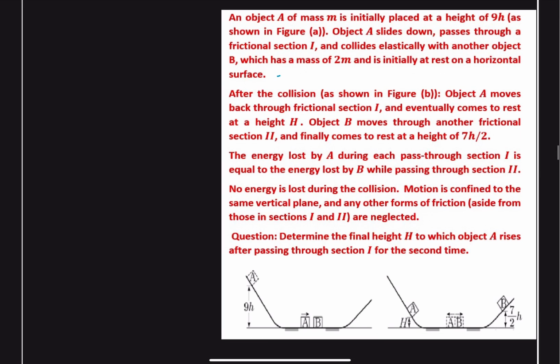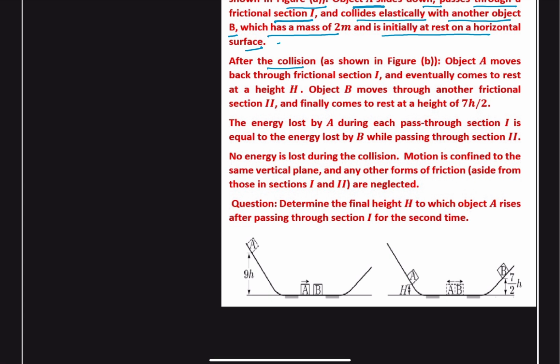In this question, an object A of mass m is initially placed at a height nh as shown in the figure. Object A slides down, passes through a frictional section 1 and collides elastically with another object B, which is of mass 2m and initially at rest on the horizontal surface. After the collision, as in figure B, object A moves back through frictional section 1 and eventually comes to rest at height H.